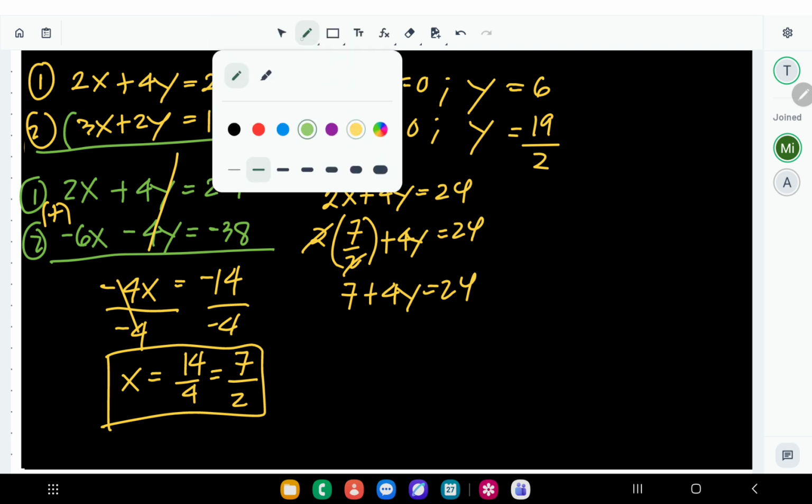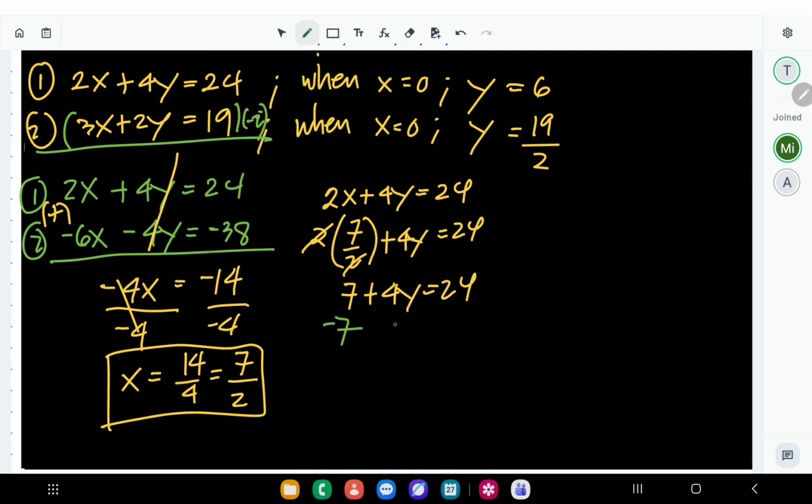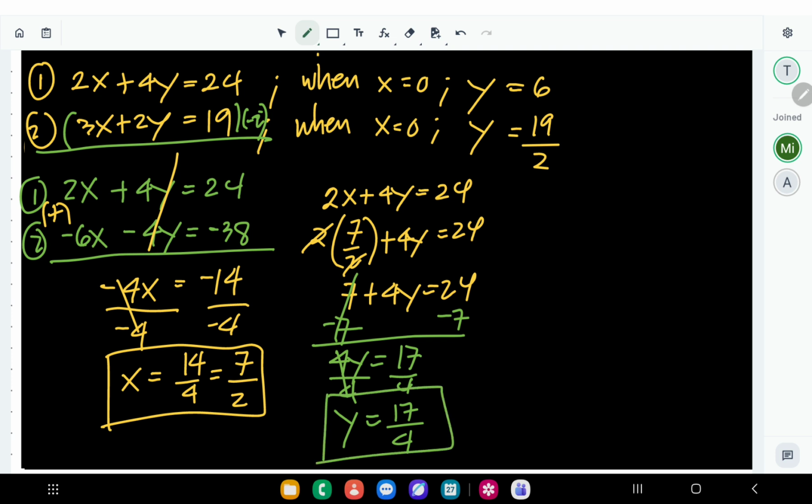Then we subtract 7 from both sides. What is 24 minus 7? Okay, so this is 17. And divide by 4. So y is equal to 17 over 4. So the point of intersection as the solution is 7 over 2, 17 over 4. Then we can graph this. Let's graph this.